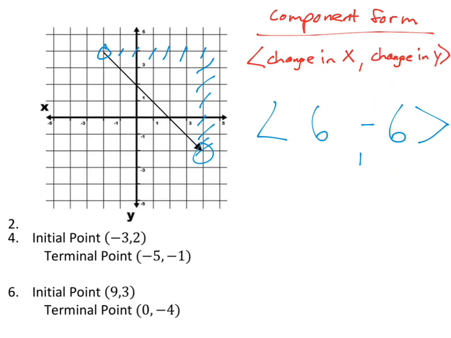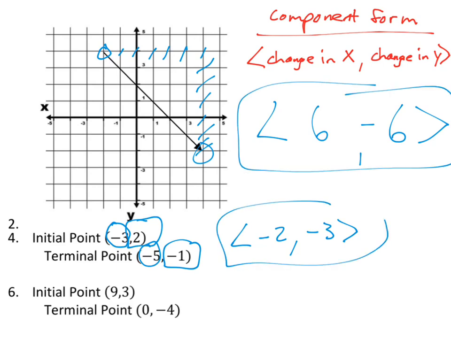And you do the same thing here. You need to know the initial point is where it starts, and the terminal point is where it ends. So you figure out what's the change from negative 3 to negative 5. Well, that change is going left 2, so your x part is going to be negative 2. And then you figure out what's the change from 2 to negative 1. Well, to go from 2 to negative 1, you have to go down 3. So I'm going to put negative 3 there. That is the y, so that's vertical. So there we go. We got a couple of our component forms here.